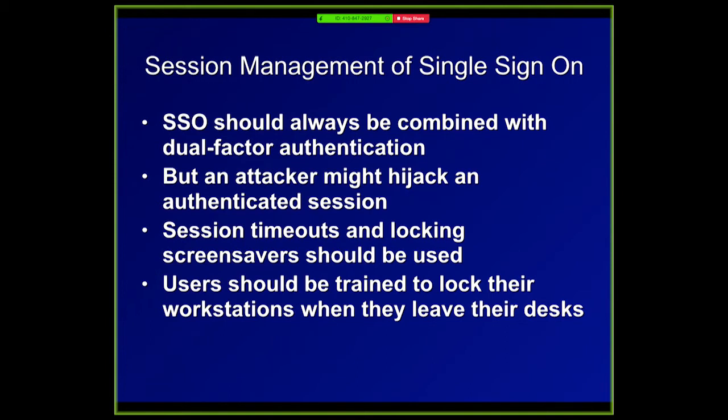But the problem is the attacker can hijack the session. So this has been a problem forever. You just let the user log in, and then you intercept their traffic and take over their session somehow. On the web, you do it often by stealing a cookie, but it's an issue. And this is why people are supposed to be trained to lock their workstations.